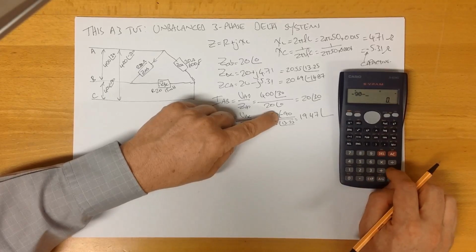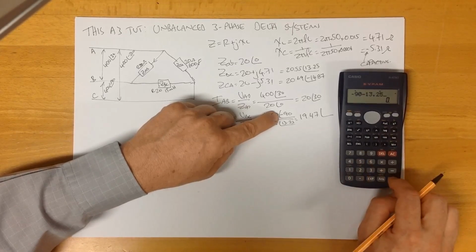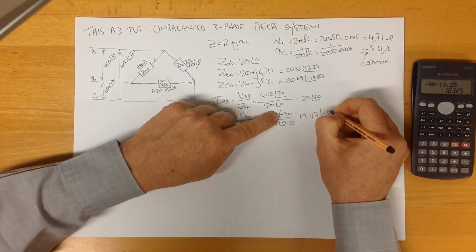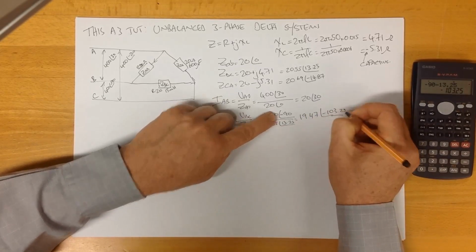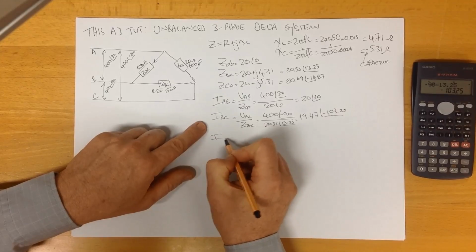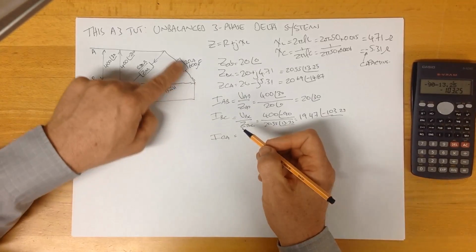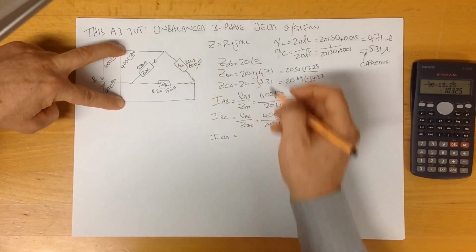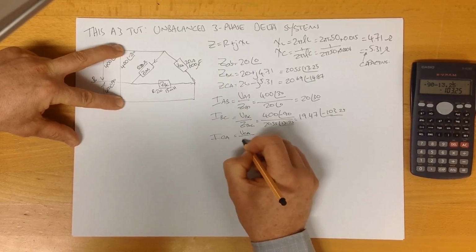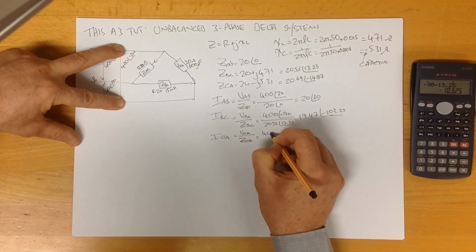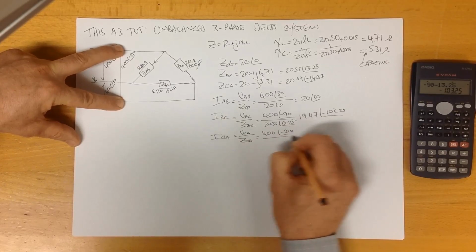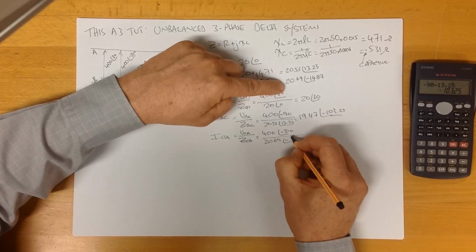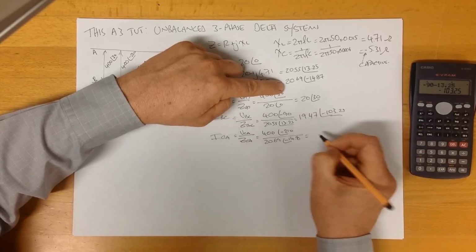Minus 90 minus 13.25 gives us an angle of minus 103.25. ICA: the current through here is the voltage over here divided by its impedance, VCA over ZCA, which is 400 at minus 210 divided by 20.69 at an angle of minus 14.87.